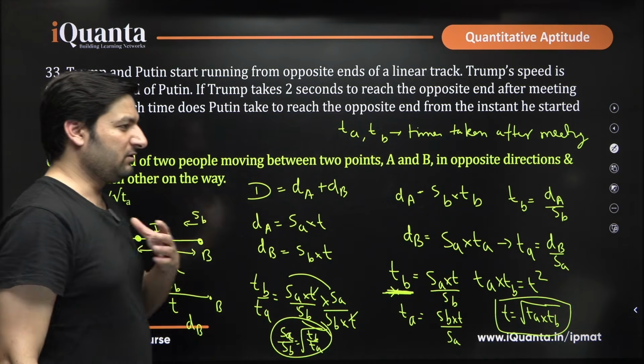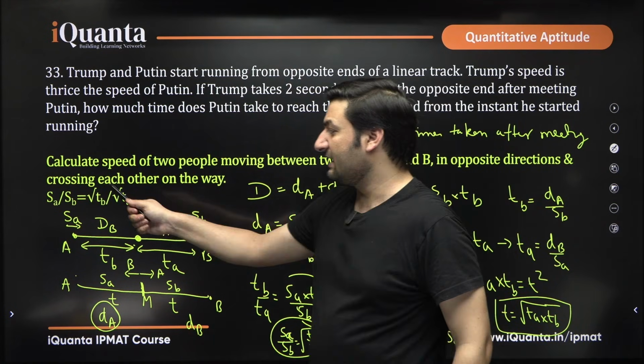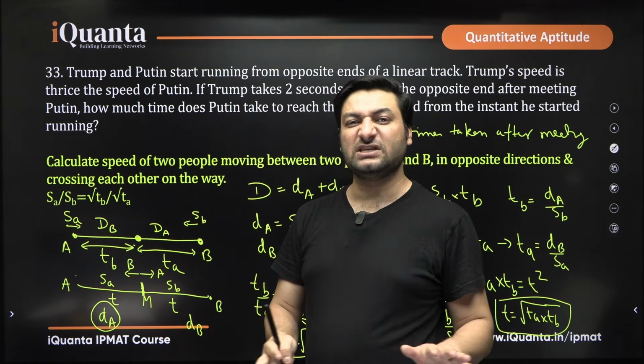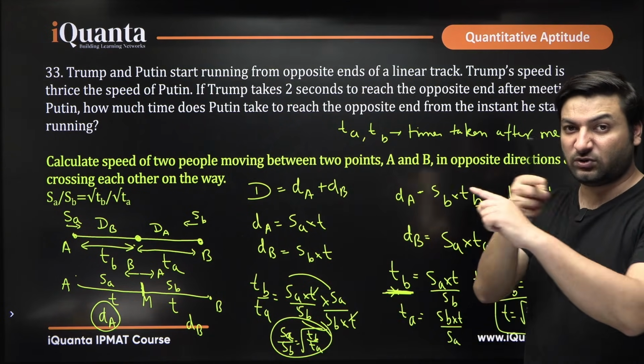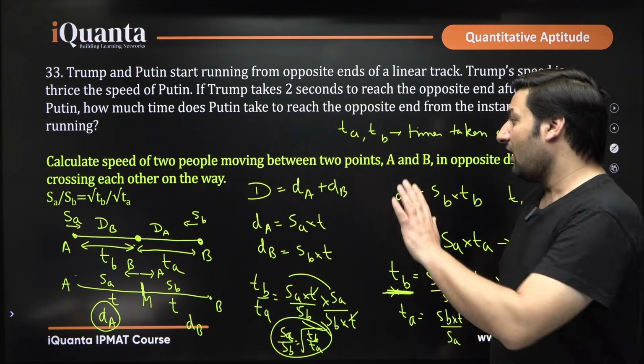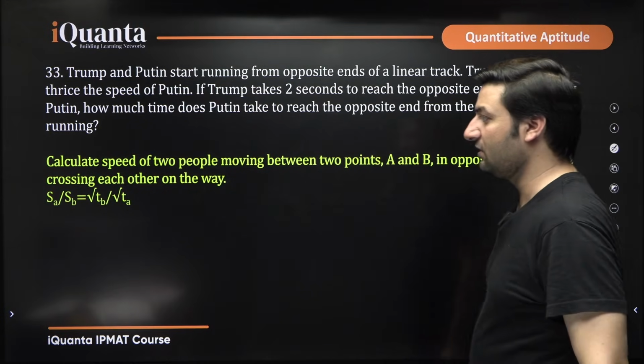Derivation is not important. It is important to understand this case. What is SA, what is SB? SA, SB are simply speed of A and B. TB, TA are the times taken by them after meeting, okay, to reach their destinations. I hope this is clear. Once this is clear, it's not difficult to solve this particular question, okay.